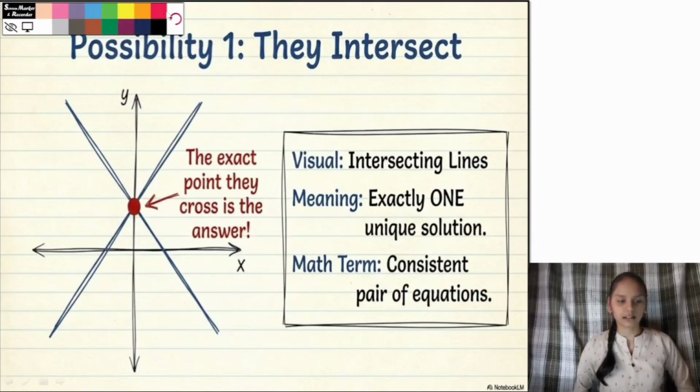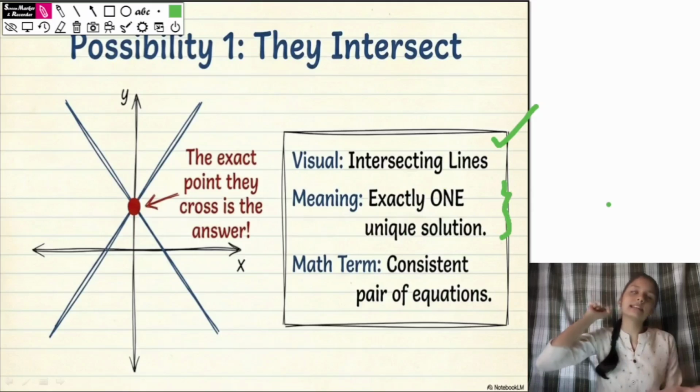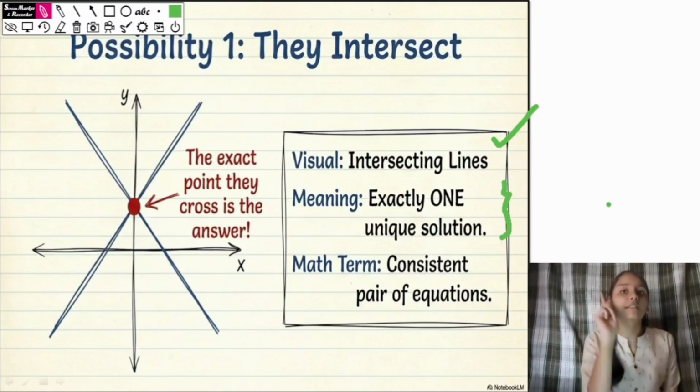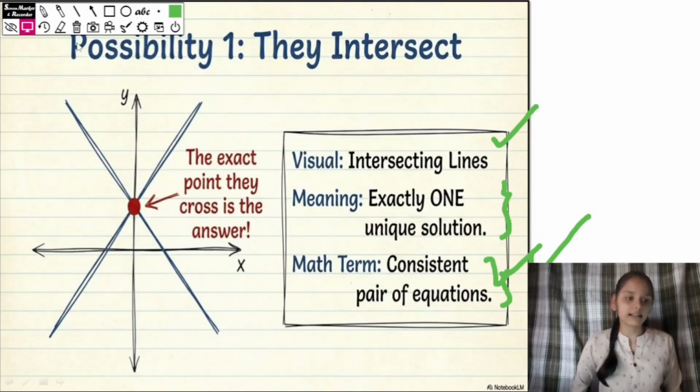Visually, they are intersecting lines, which means they have one exact solution, because the lines intersect at only one point. So it has only one unique solution. In math terms we say that it is a consistent pair of equations. Both equations are consistent.